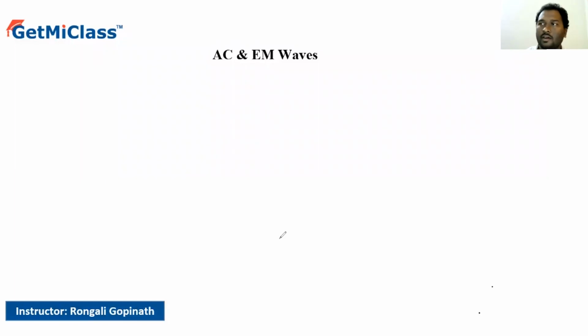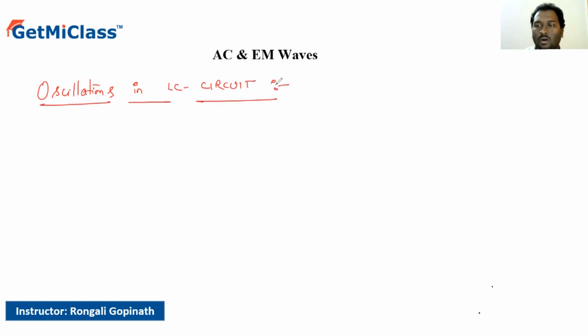Next concept that we have is oscillations in LC circuit. What are these oscillations in LC circuit all about? Let's take a charged capacitor. Its initial charge is Q0, and it is connected to an inductor, and this key is closed at time t equal to 0. What is going to happen?